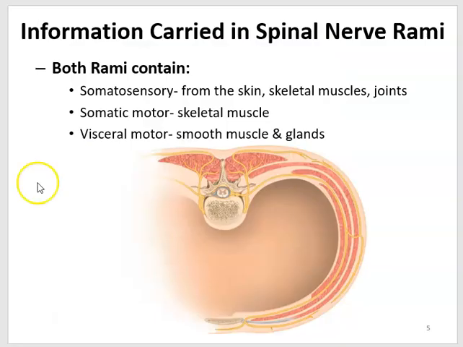So for now, the information that you will find in both the posterior and the anterior rami are motor and sensory, somatic, and visceral motor.